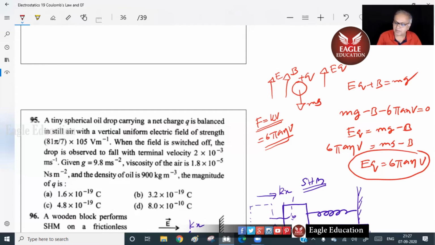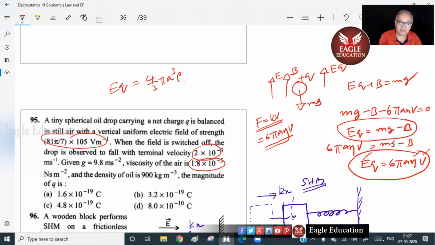QE equals 6 pi a eta V, all that. V is there, this velocity is there, and viscosity of air is there, E is there. Q you can calculate, but A, the drop's radius, is not there. The drop's radius comes from here. How? EQ equals MG minus buoyancy, 4 by 3 pi a cube rho of the oil, MG minus force of buoyancy, 4 by 3 pi a cube rho of air.